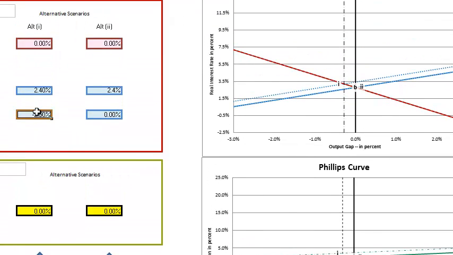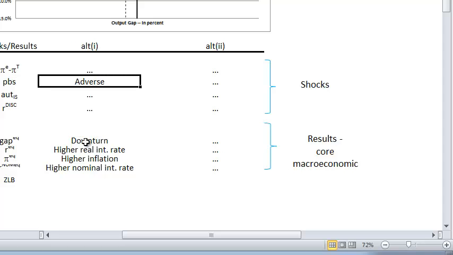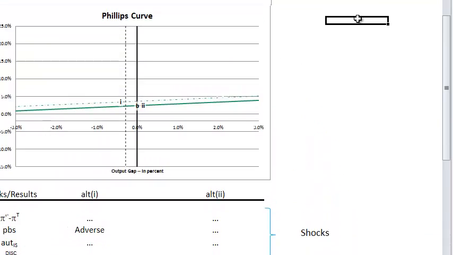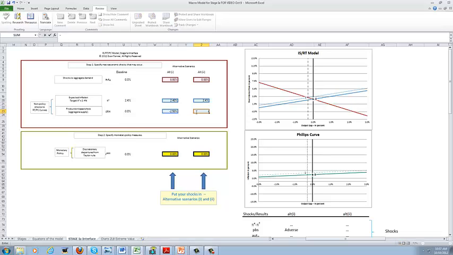Okay, so that's that. And we can see down here, looking at the verbal description, we have an adverse shock. It resulted in a downturn. It resulted in a higher real interest rate. We also, not surprisingly, got higher inflation rate and higher nominal interest rate. Okay? Now let's make things a little bit more complicated. Let's say that we have a central bank that actually worries about perhaps the output gap in this period, although is probably not thinking about higher inflation in the future.